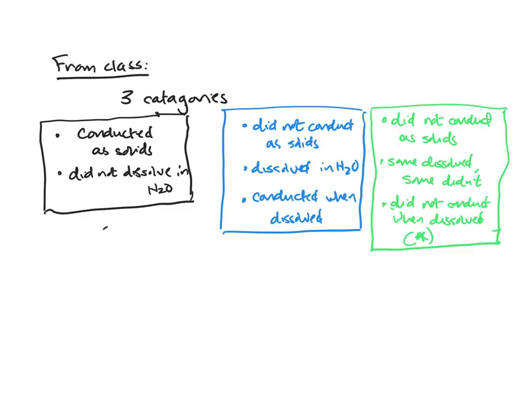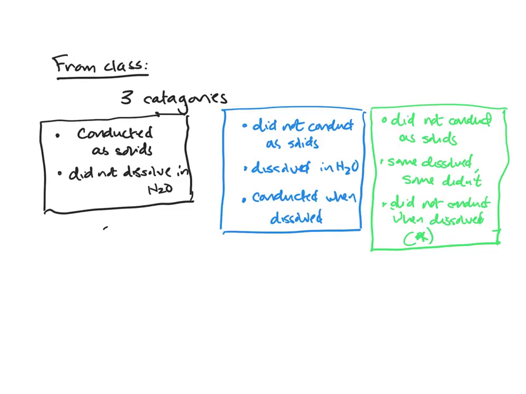And when we looked at the data that we gathered from these tests, we found that we could separate them essentially into 3 categories. We had some that conducted as solids, and those that conducted as solids didn't dissolve in water. We had some that did not conduct as solids, but dissolved in water and then conducted when they were dissolved. And then we had some others that did not conduct as solids, and some dissolved and some didn't, but they did not conduct when they were dissolved in water.